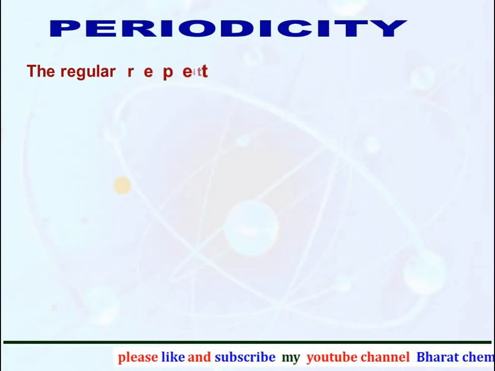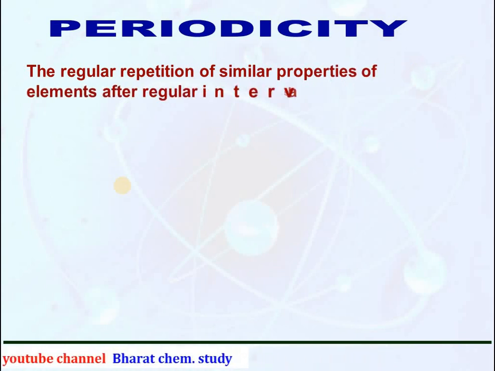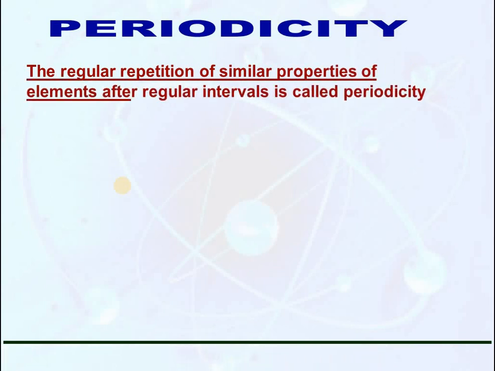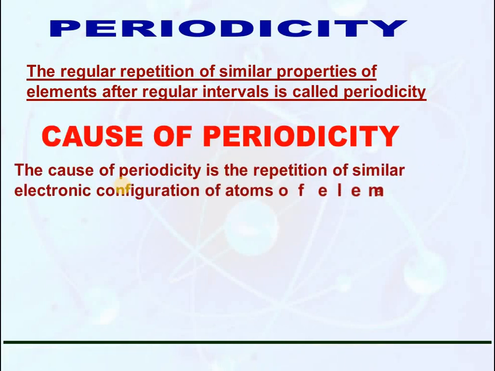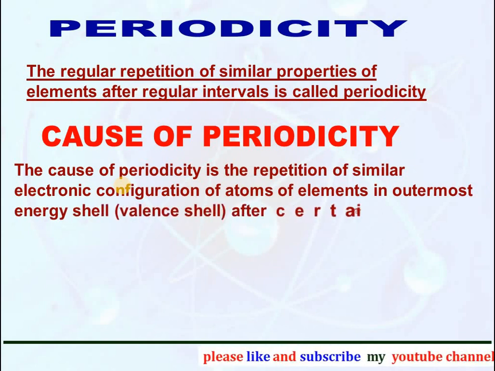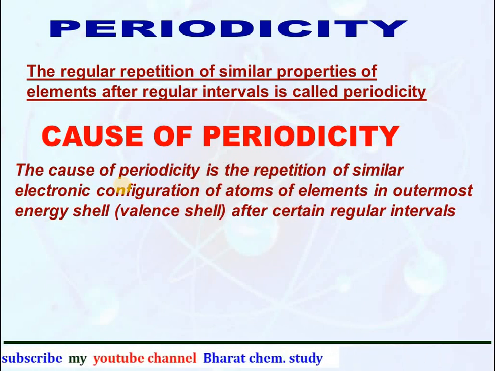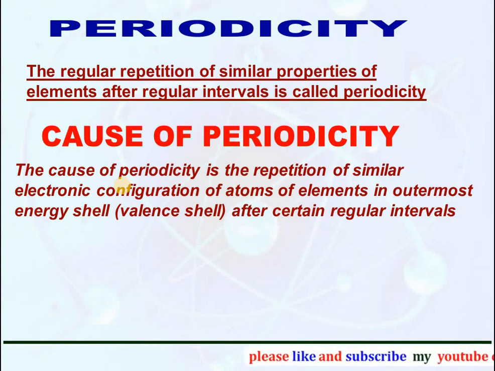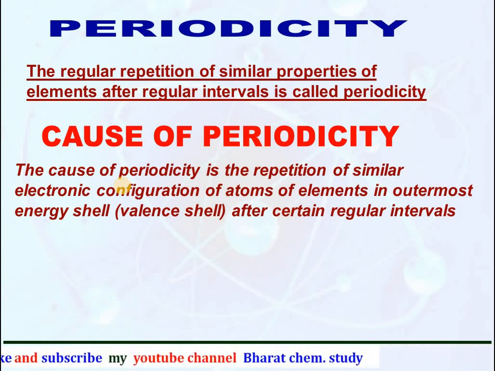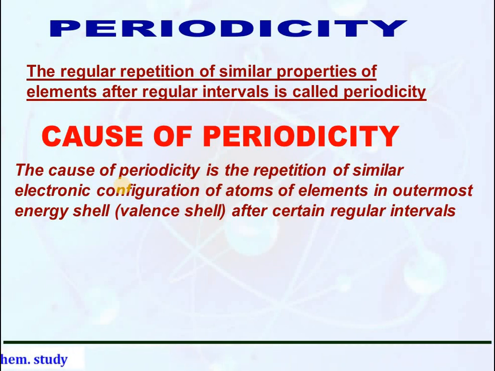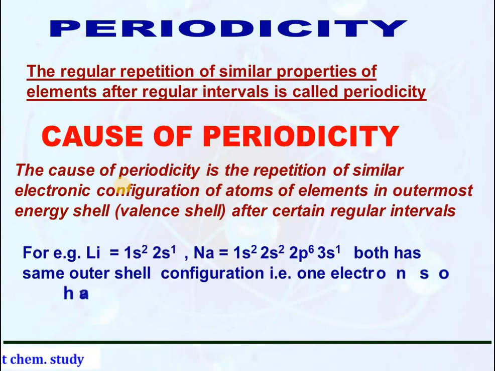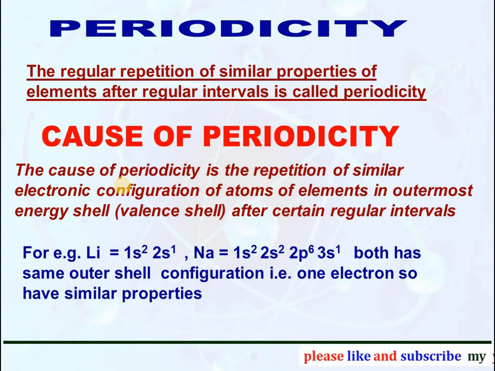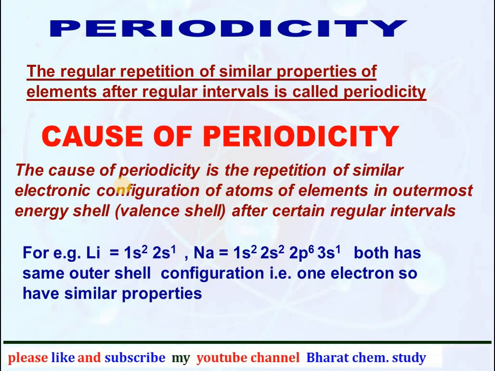Now periodicity: the regular repetition of similar properties of elements after regular intervals is called periodicity. The cause of periodicity is the repetition of similar electronic configuration of atoms of elements in the outermost energy shell, that is the valence shell, after certain regular intervals. Or simply we can say that the cause of periodicity is the repetition of the same number of valence electrons in the outermost shell. For example, in case of lithium, the last subshell contains 1 electron. In case of sodium, the last subshell again contains only 1 electron.